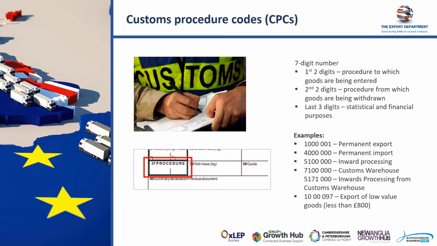But when goods are coming into special procedures, so inward processing, you'd see 5100-000, and then you see the build up. So when goods are coming into inward processing from customs warehousing, you'll see a different combination. Now, customs intermediaries are great support in compiling these, but you need to have an appreciation of what these are yourself, especially if you're using simplified procedures. And the last example I've given you just shows how those last 3 digits are used. So that denotes that it's an export of low value. So it's a 097 that tells customs for statistical purposes that those goods had a lesser value than £800.